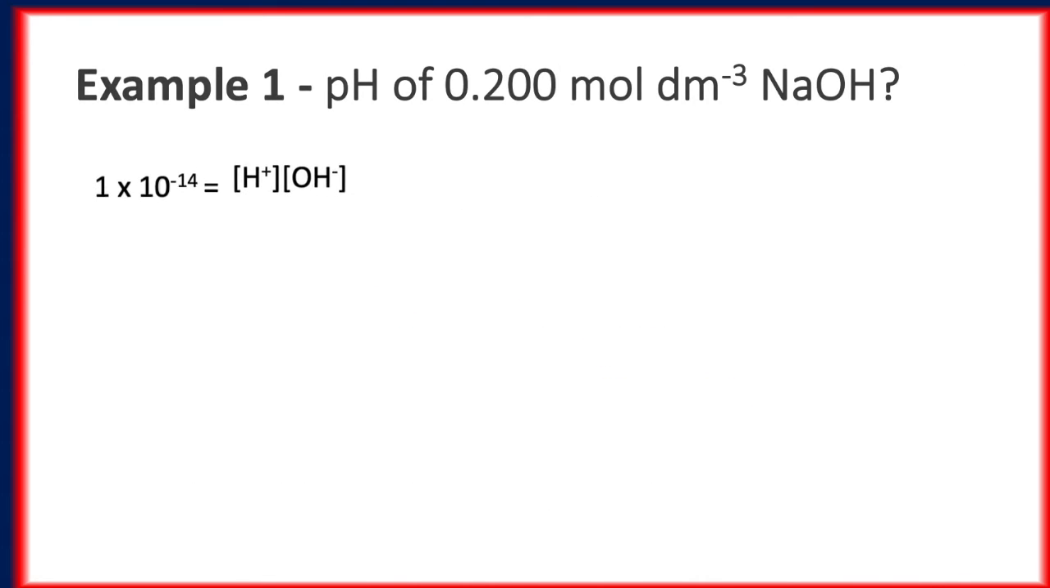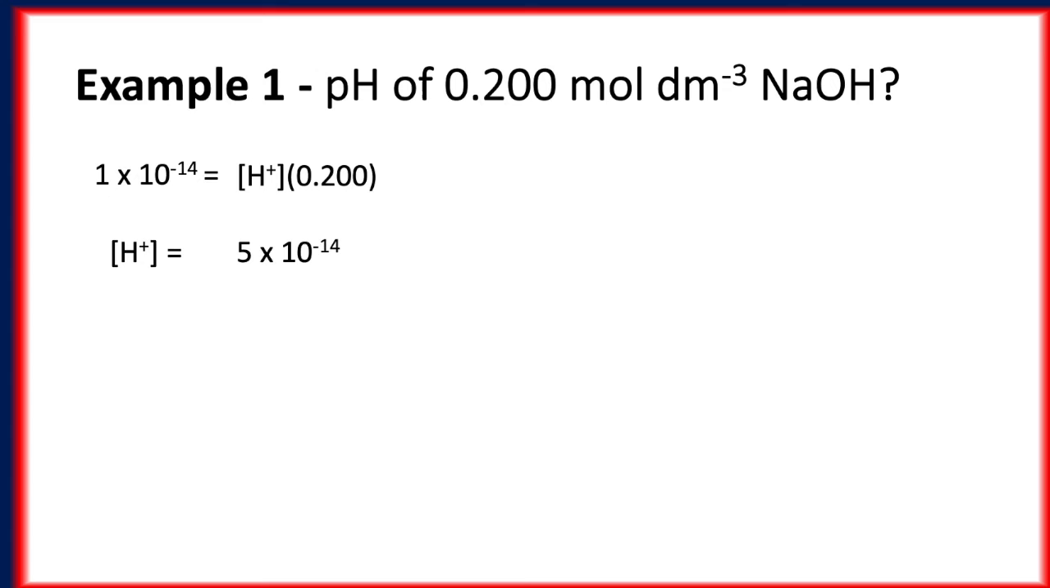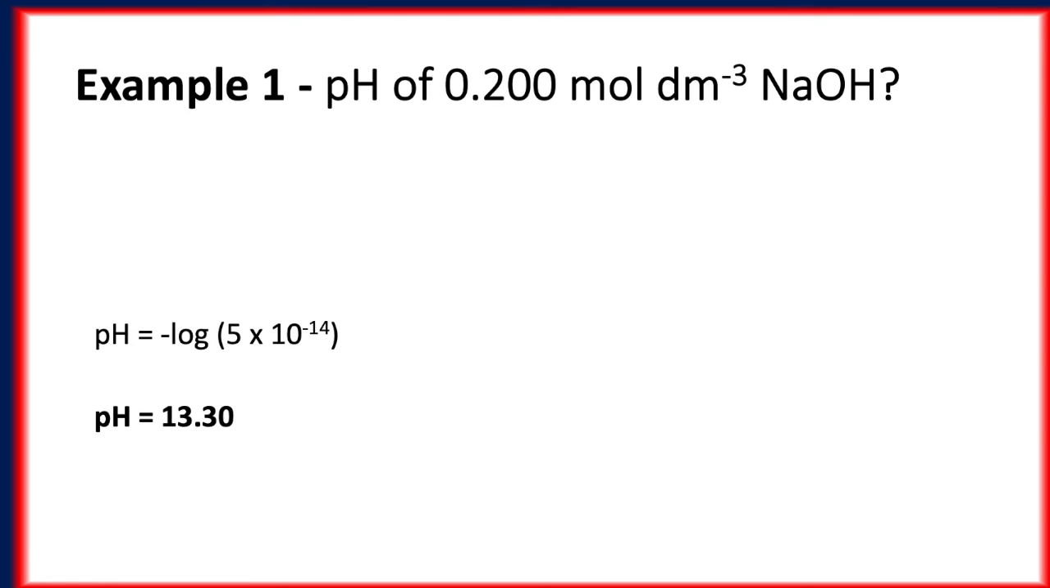So let's do some examples. First of all, the pH of 0.2 mole per decimeter cubed sodium hydroxide. So in this instance, the concentration of OH- will be the same as that of NaOH because it's a monobasic alkali. So we can substitute the concentration of OH- in, rearrange the equation to give us the concentration of H+, and substitute that into our pH expression to give us the pH of 13.3.